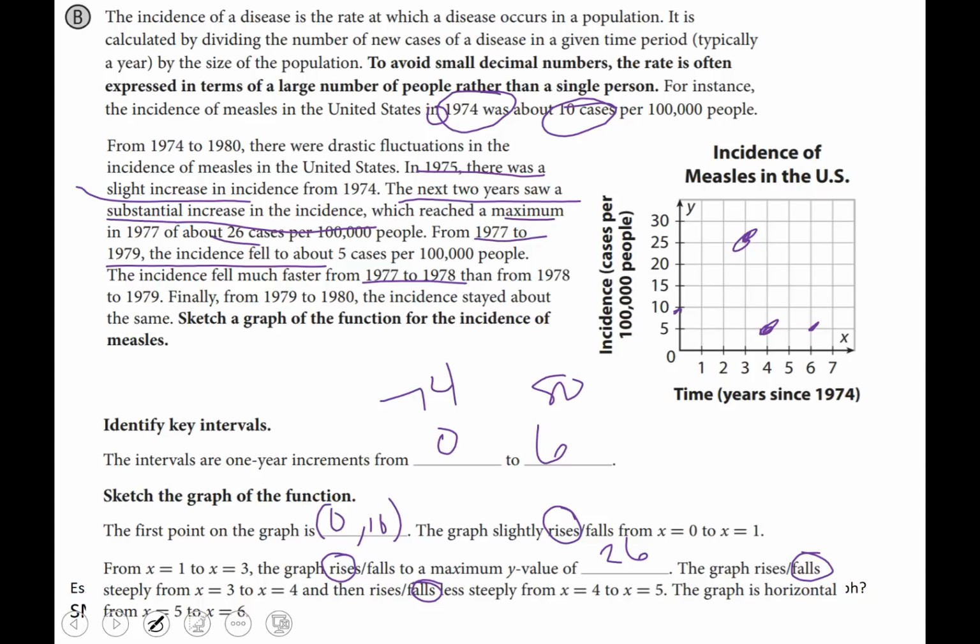So what I want to do is try to sketch that in there. The first one said it increased a little bit, then it increases steeply, then it decreases, then it decreased a little bit more, and then it was finally horizontal. And I know mine is not pretty to read right now.